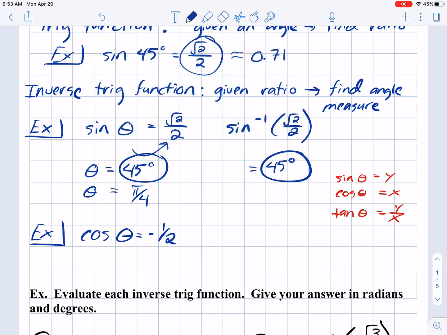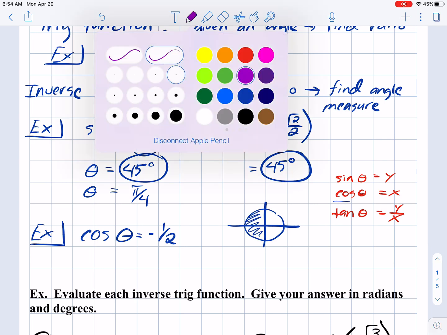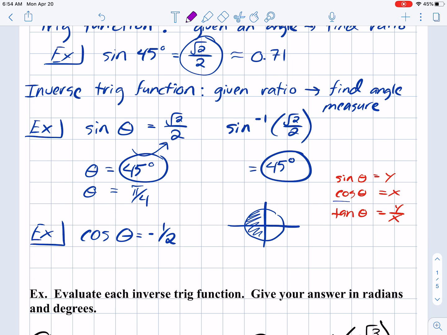So we want to know, where is our trig ratio for cosine -1/2? Well, if it's negative, and you know that a negative x value is our cosine trig ratio, that means we need to be over here in these two quadrants, because that's where x is negative. X is negative in quadrants 2 and 3. Then we want to construct an angle measure that's going to give us an x value of -1/2.